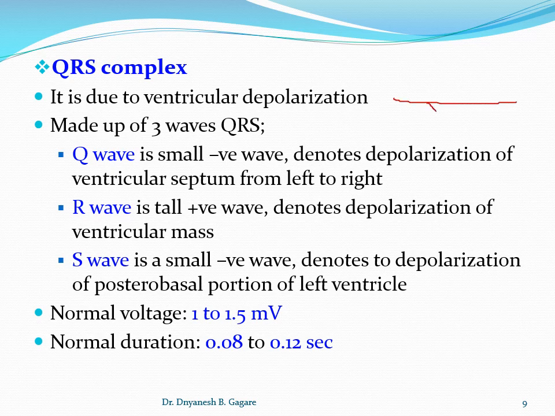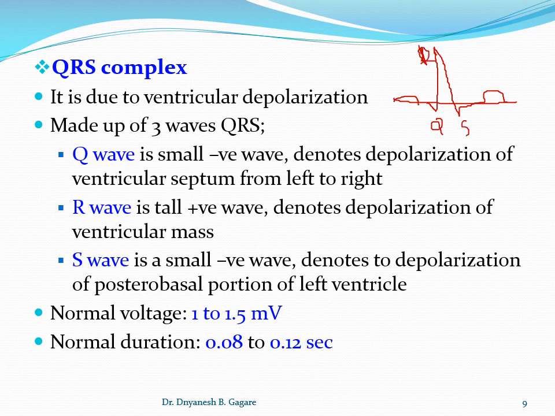suppose the Q wave is like this, the R wave is there, and this is the S wave, then comes the T wave, like this. So this is the QRS complex. First the P wave comes, and then Q wave, this is the Q wave, R wave is there, and S wave.